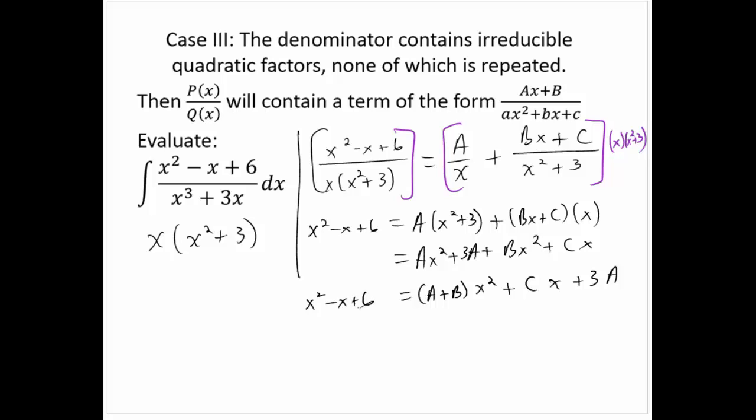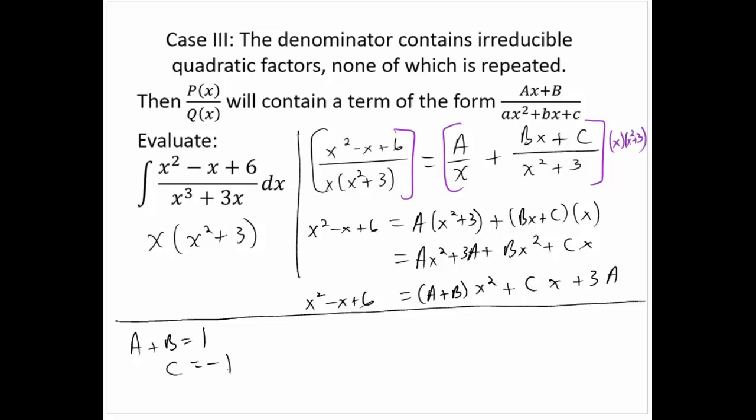So then, matching the like terms, a plus b must equal 1. Those are the x squares. The linear terms, c must equal negative 1. And then 3a must equal 6. All right, so if 3a equals 6, then a equals 2. And if a plus b is 1, then 2 plus b is 1, and b is negative 1.